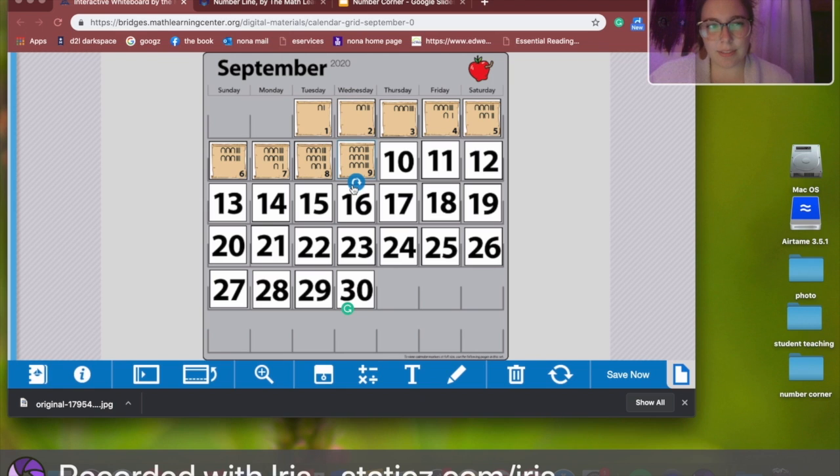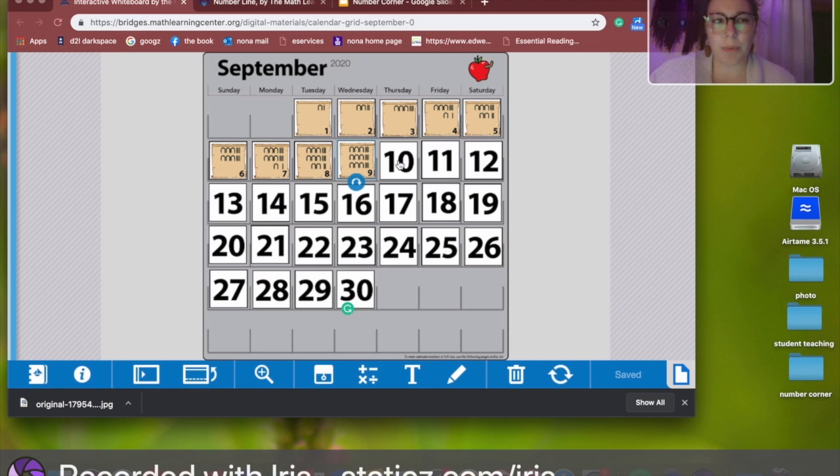September 9th. Let's count how many horseshoe shapes there are on the 9th. 1, 2, 3, 4, 5, 6, 7, 8, 9. Was your prediction correct? Let's see how many lines there are on September 9th. 1, 2, 3, 4, 5, 6, 7, 8, 9.